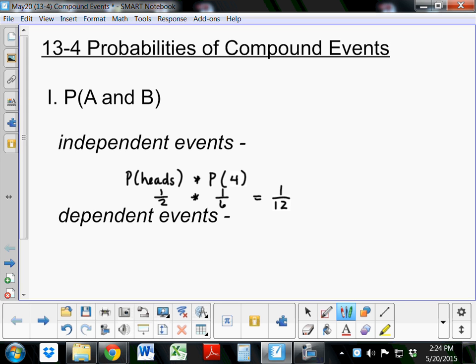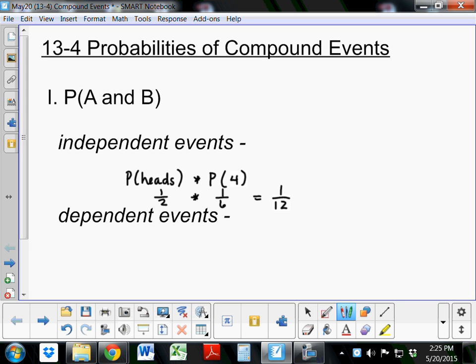Those two events that I described to you are what we call independent events, because they're events that are happening independent of each other. I know we use that word in math otherwise. So when I say independent, I'm talking about events that don't affect one another. As opposed to dependent events, where one's probability actually affects the next one's probability.